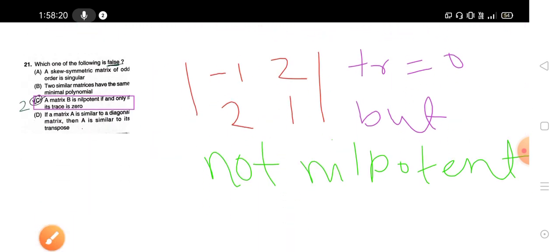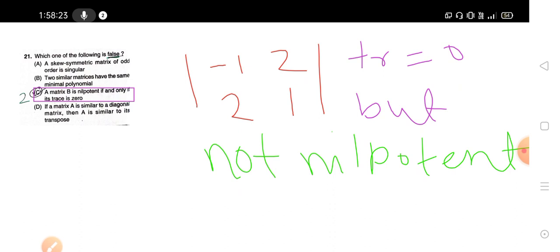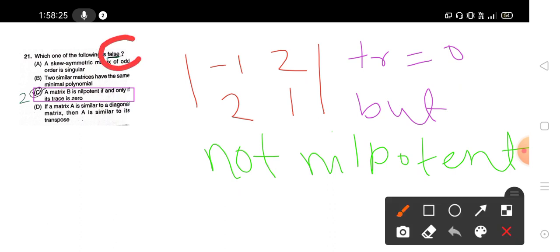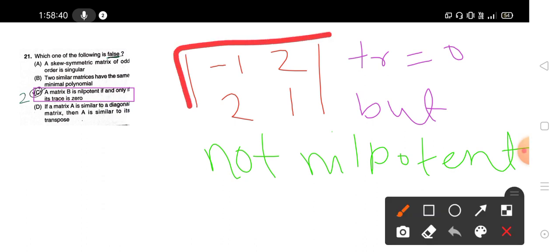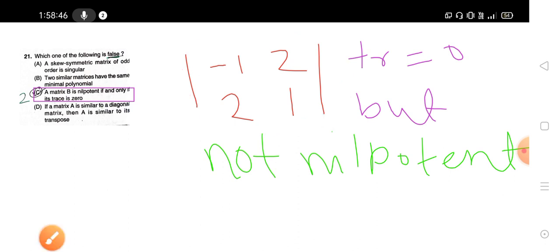Next question. Which one of the following is a false statement? A matrix B is nilpotent if and only if trace is 0. If I take a trace 0 matrix, 1 and minus 1 on the diagonal, that is 0, and this is not a nilpotent matrix. Trace 0 but not a nilpotent matrix. Therefore answer C is correct.